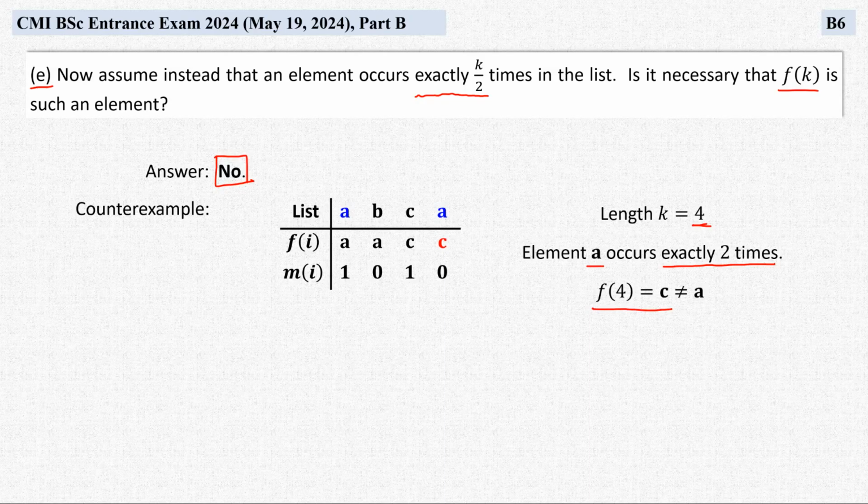And with this, we are done with problem B6. Hence, we are done with every problem in part B of the Chennai Mathematical Institute's Bachelor of Science Entrance Exam 2024.